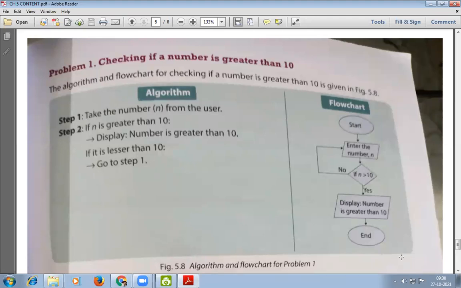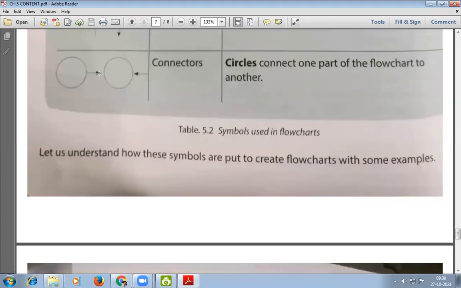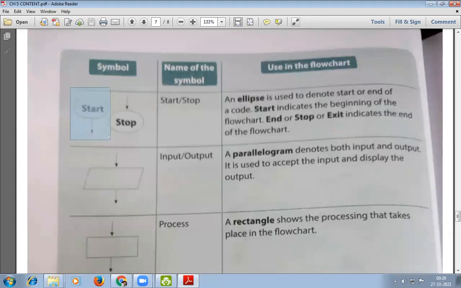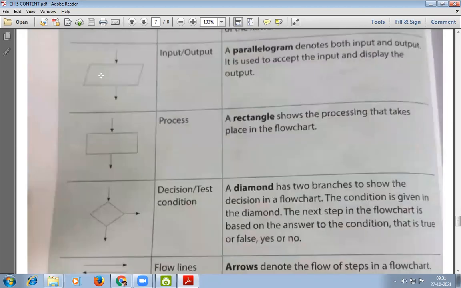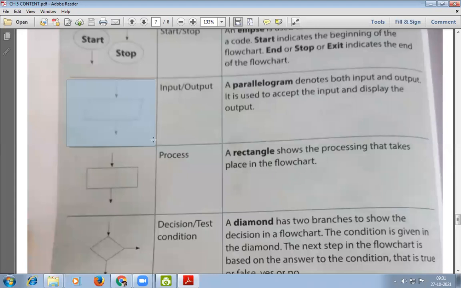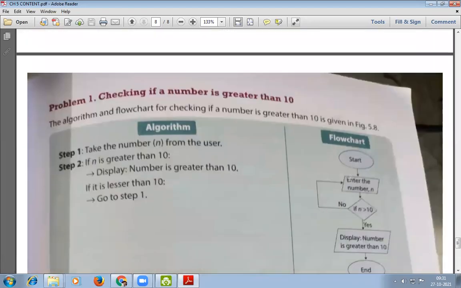So in case of flowchart, how are we going to represent it? In case of flowchart, we have to write start. As I have already told you, we should start the flowchart with the start symbol. So that's why we put start here. Next one, enter the number. Parallelogram, this symbol represents the input. So that's why we have to put 5 here.